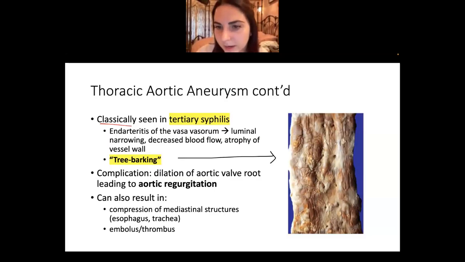If I were to zoom in on that, I'd be like, yeah, that's a grandfather tree. No, this is the aorta that has become scarred and is gross. And it's because it's losing its blood supply over time. That's what tertiary syphilis does. I remember that's what it was.